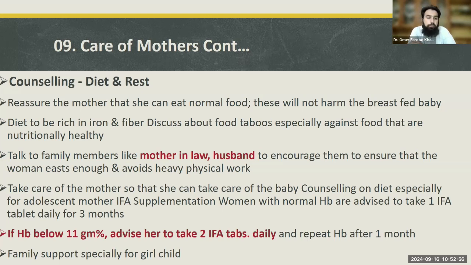Counseling on diet, especially for adolescent mothers. Iron folic acid supplementation. IFA stands for iron folic acid. Women with normal HB are advised to take one iron folic acid tablet daily for 3 months. But if HB is below 11 gram per deciliter, advise her to take two iron folic acid tablets daily and repeat HB after 1 month. And if HB is still low, you can go for IV iron as well in a hospital setup.